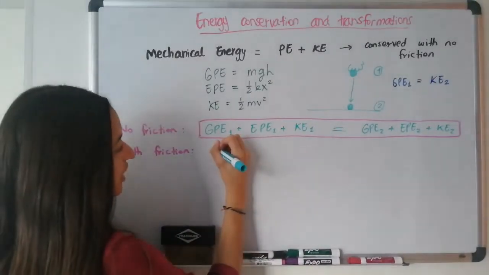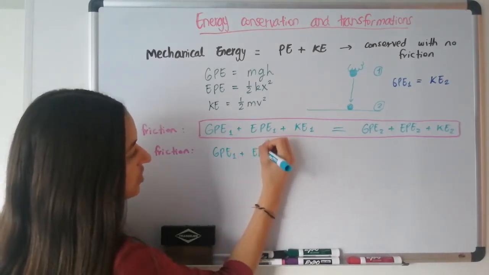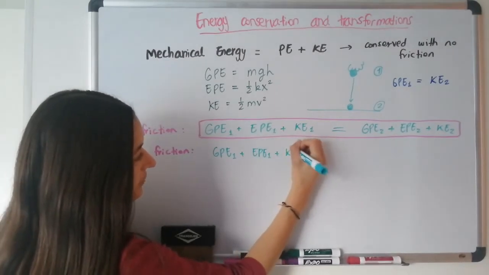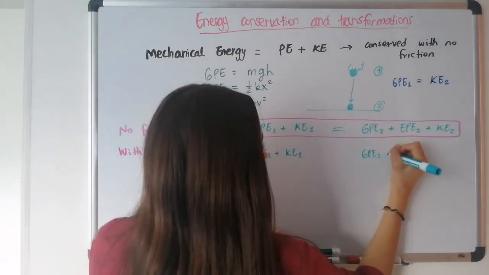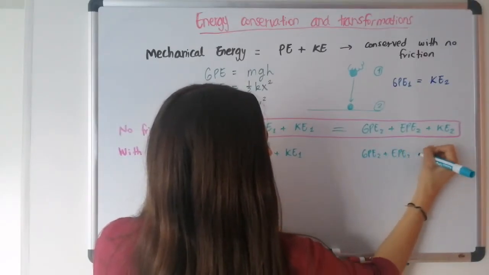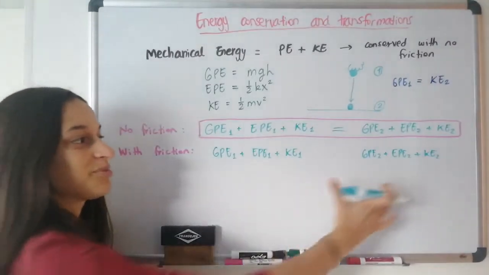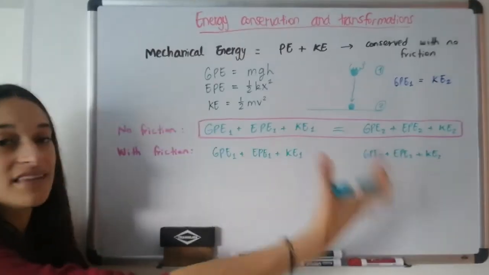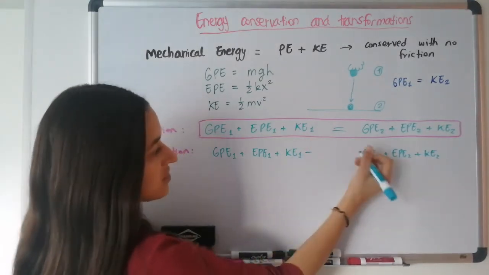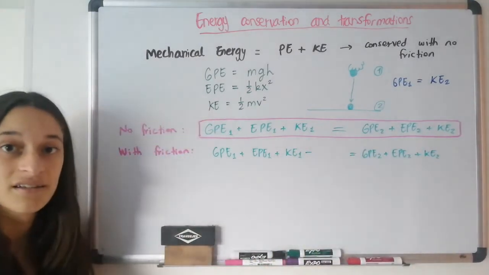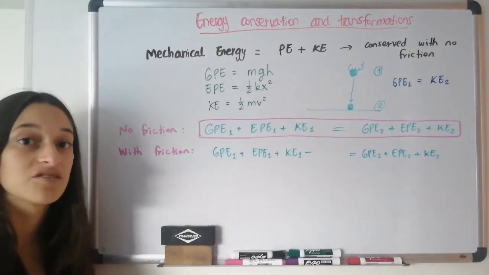So we start in the same way. The skater, let's say, has an initial GPE, an initial EPE, and an initial KE. And at the end, he will also have a GPE, an EPE, and a KE. But in this case, since there's friction, there's going to be less of this mechanical energy at the end than at the beginning. So we need to subtract something from the energy at the beginning so that we get the true energy at the end. So what is it that we need to subtract? Well, we need to subtract the energy that was lost because of friction.